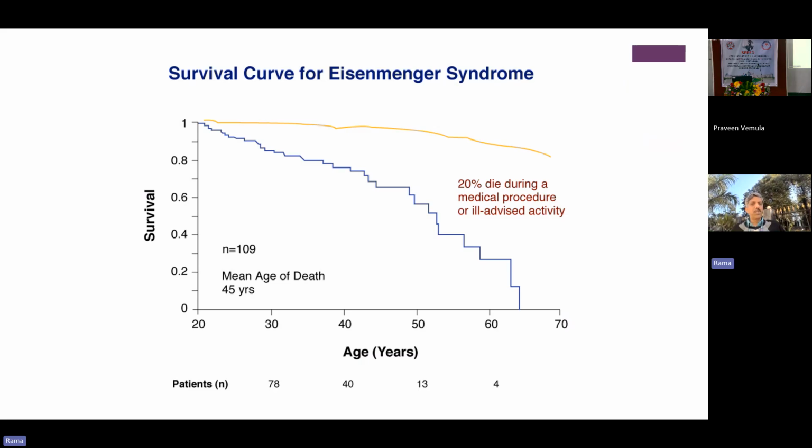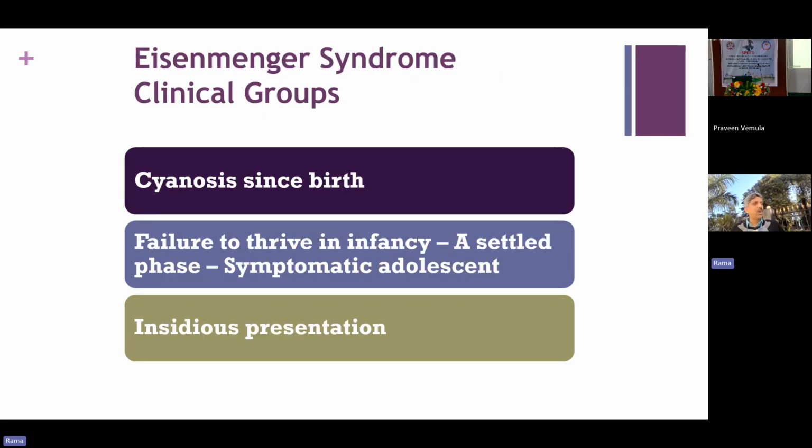So this is the important survival graph. Even the survival is limited compared to the normal natural history. But the most important thing in Eisenmenger is that most of them died due to ill-advised medical procedures, including pregnancy. So survival is better than in patients with IPH, and unwarranted procedures are not needed.